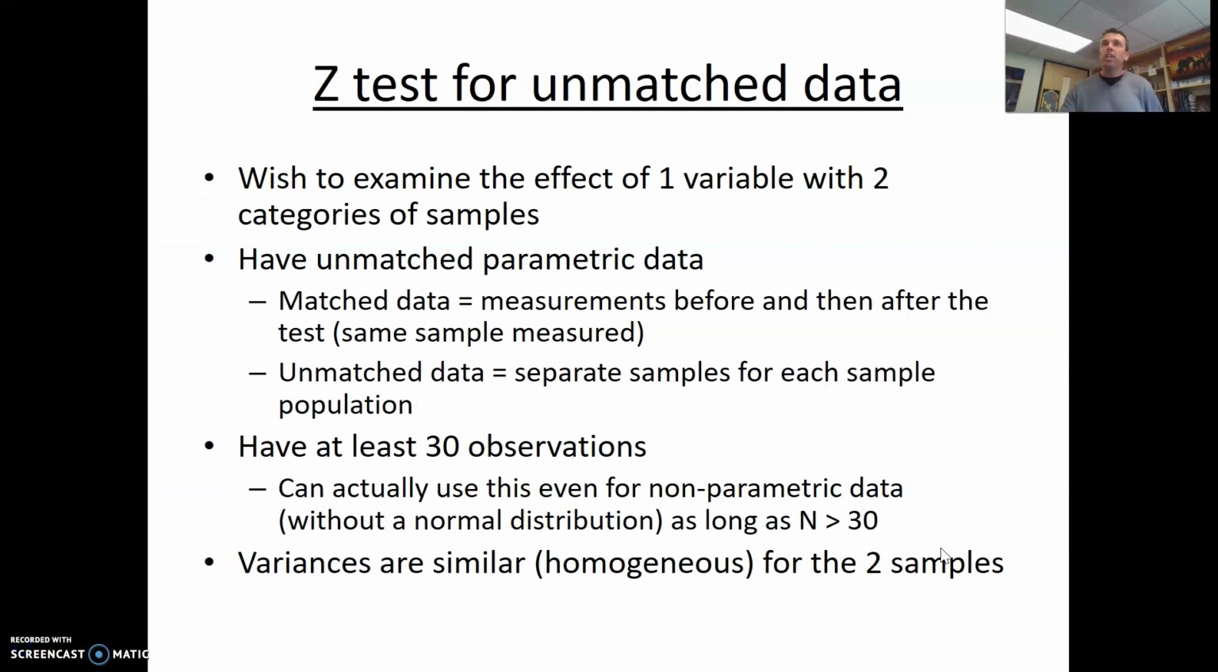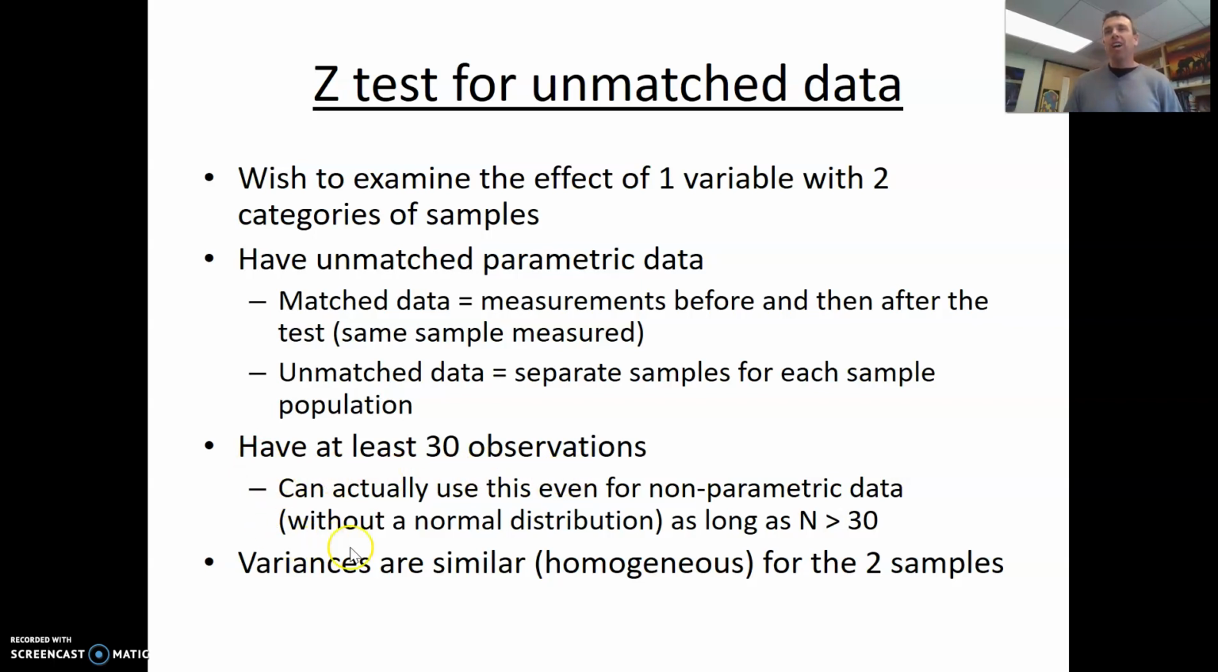All right, so let's go back to the z-test now. This is for unmatched data, so non-paired data. This is, again, one variable, only 2 categories, so 2 groups. Unmatched parametric data. Data has to be parametric data. All right, I talked about matched versus unmatched already. This is actually a more powerful test than the t-test, but you have to have at least 30 observations.